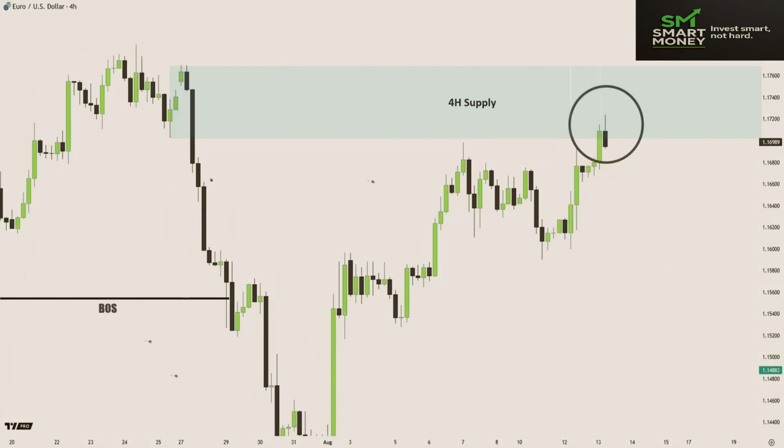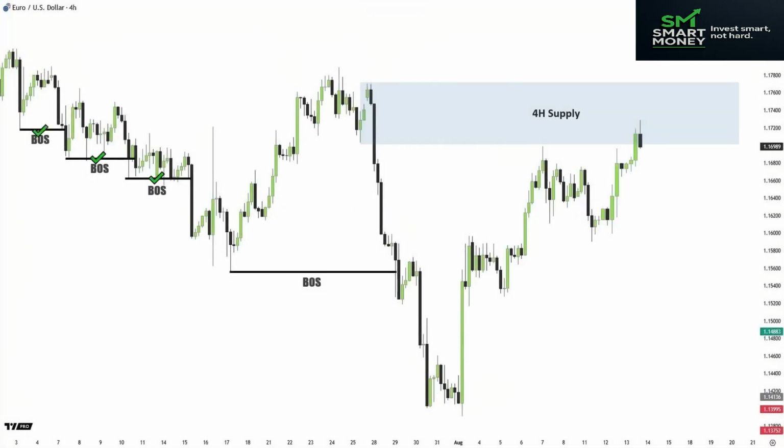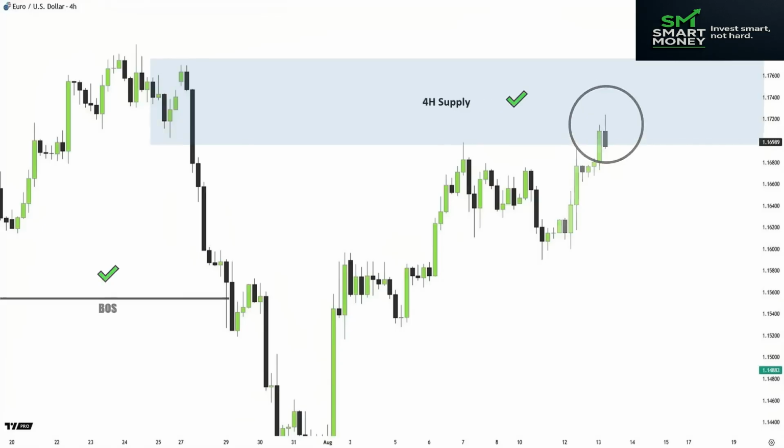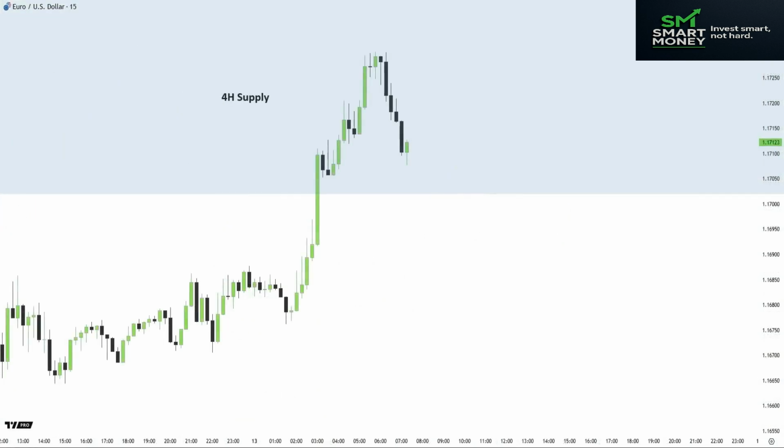As you can see, price pushed higher and tapped directly into the 4-hour supply zone. So now, all the criteria we were looking for are in place. A strong downtrend with multiple bearish BOSs, a clear break of structure on the 4-hour chart, and a fresh, unmitigated supply zone formed at the extreme, now tapped by price. Now everything looks perfect, so I'm going to zoom into the 15-minute time frame to monitor the price action inside the 4-hour supply zone and identify a suitable entry point to go short.